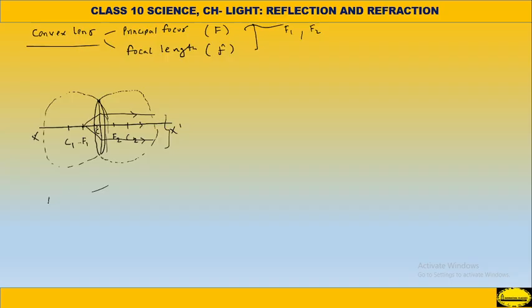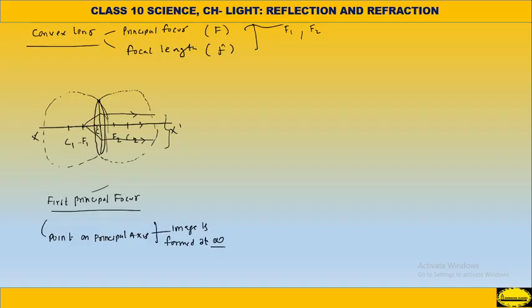So regarding the first principal focus, it is a point on the principal axis, a point object, for which the image is formed at infinity. Here the first principal focus we have denoted with f1.